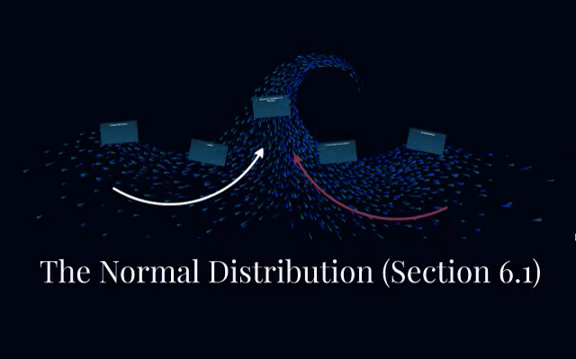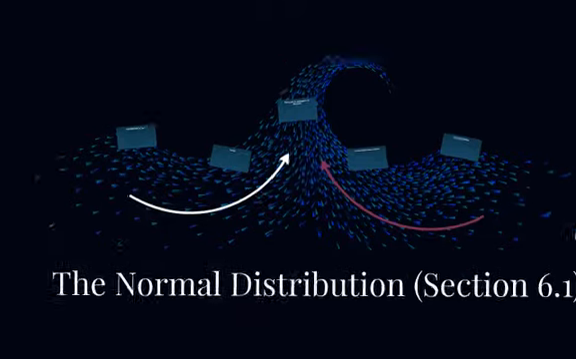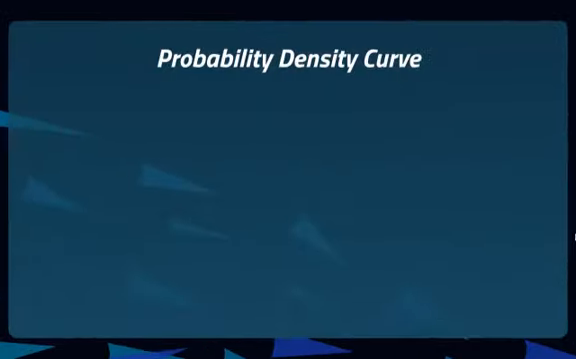Okay, so for this little lecture, we'll focus on section 6.1, which focuses on normal distribution. First, we need to understand what a probability density curve is. The purpose of this curve is to describe the results in a population.